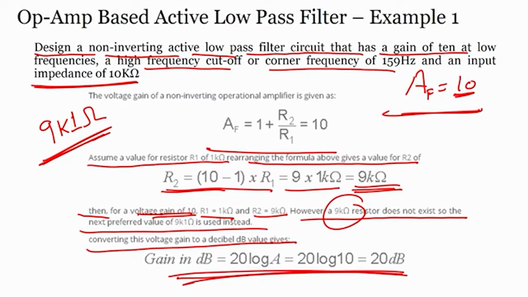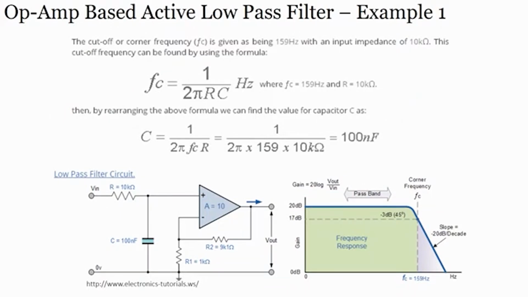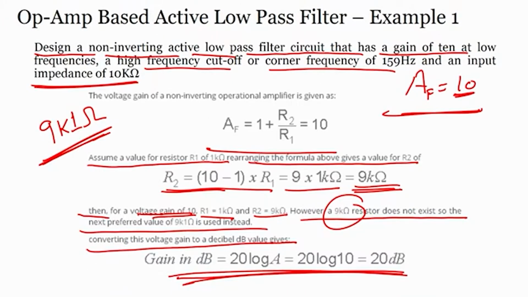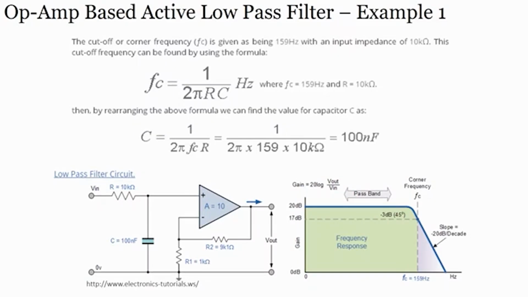So, now we have the values of R1 and R2, we have the value of gain, and we can design the filter. If we continue further, because we have just found R1 and R2, and we have found the gain which is 10. Okay. Now, we have the formula for the cutoff frequency. The cutoff or corner frequency is already given as 159 hertz. So, Fc equals 1 upon 2 pi RC, where Fc is 159 hertz and R equals 10 kilo ohm.